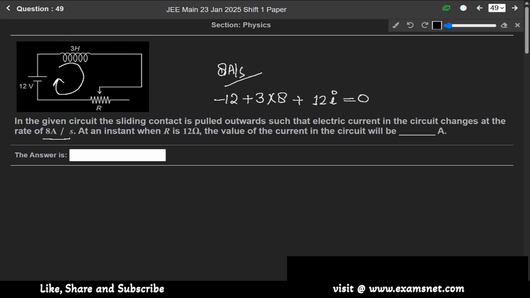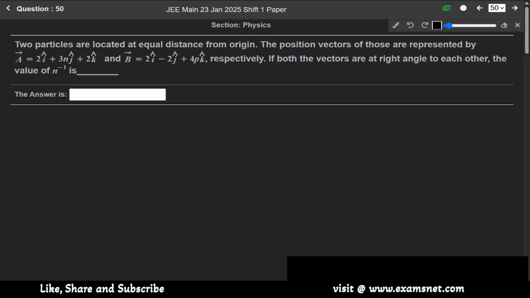So it will be 12 plus 12i is equal to 0. So 12 equals minus of 12i, and if we talk about the magnitude only, so current will be 1 ampere. So here current is 1 ampere. Okay. Now next question is 50.